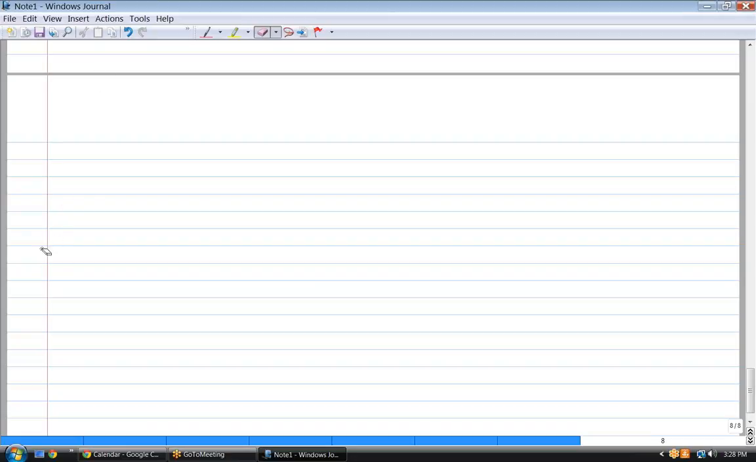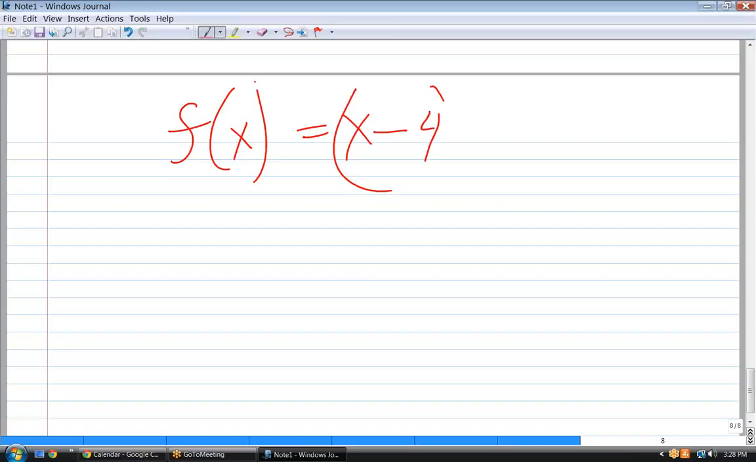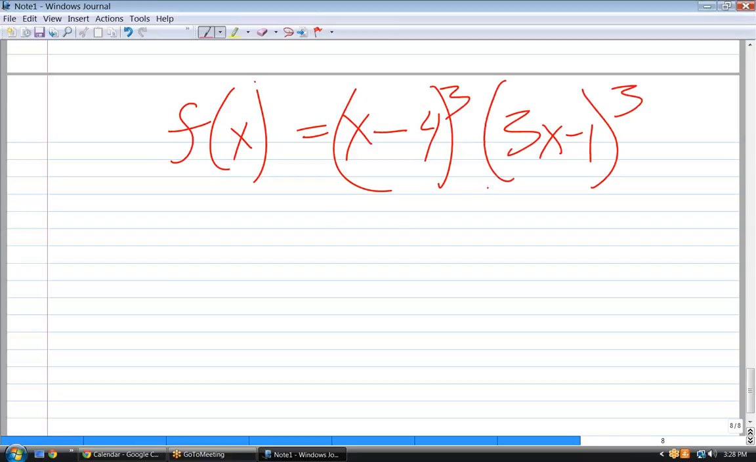Yeah, we got time for another quick one if you have it. Okay. Don't know how quick this one is going to be, but the graph f of x is equal to x minus 4 cubed times 3x minus 1 cubed and has a local minimum at x equals. So I need to find the x value of the local min. Okay. Did I write this function correctly? Yes. Okay. So to find the local min, what do I want to do?